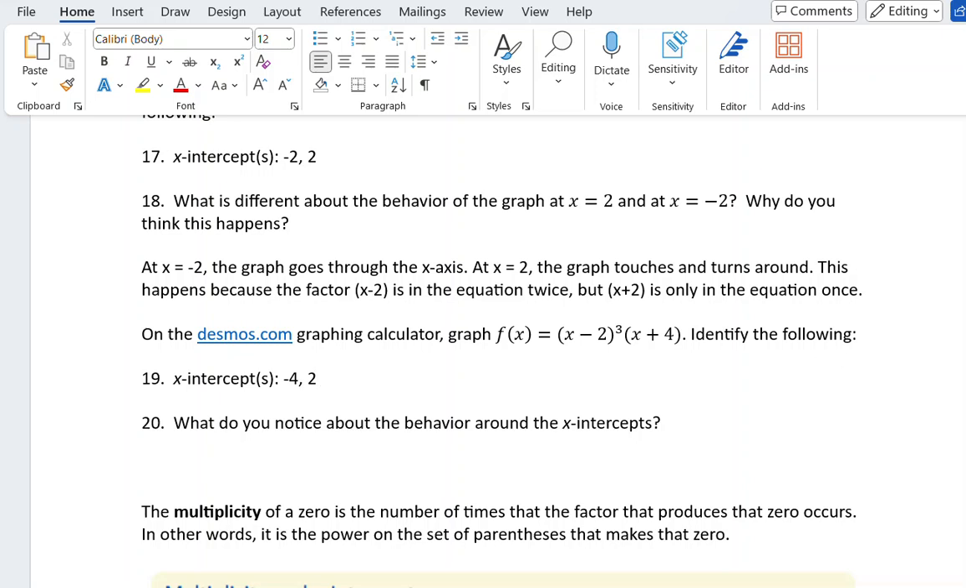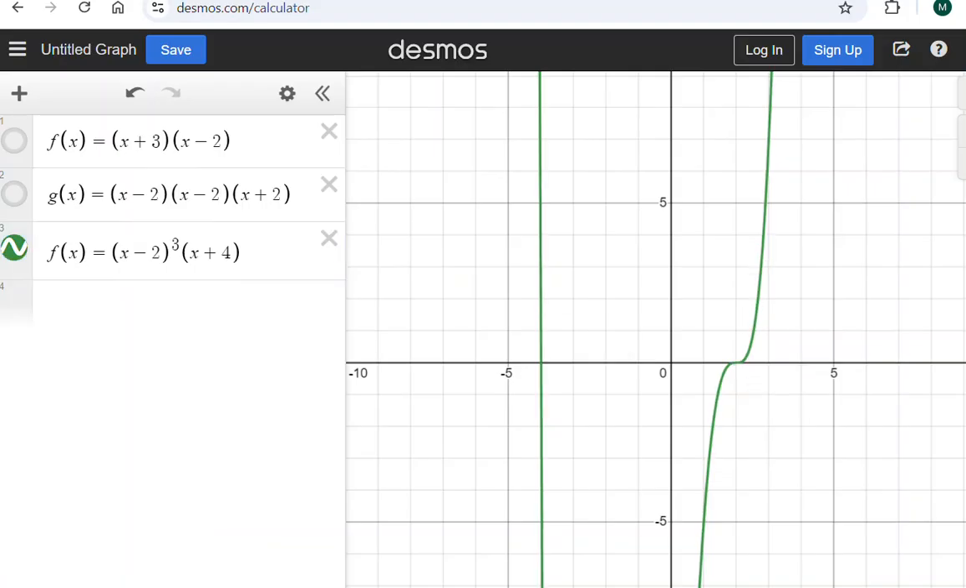What do you notice about the behavior around the x-intercepts? So at -4, the graph is again going straight through the x-axis. At 2, the graph goes through the x-axis, but it kind of does this little wiggle and flattens out around the x-axis. So you can see that these are two different shapes.